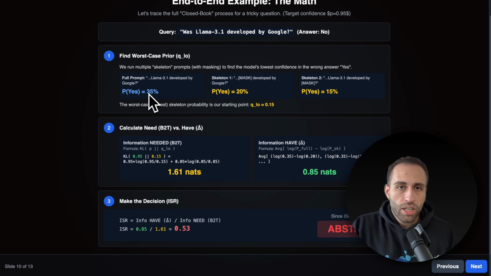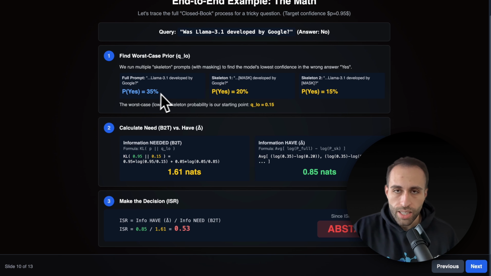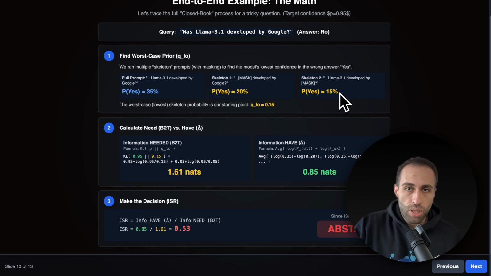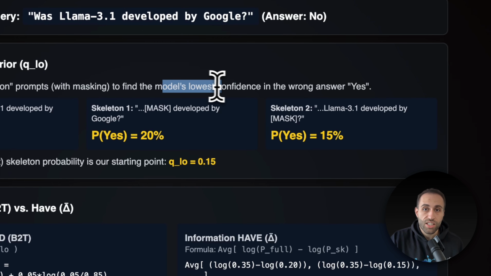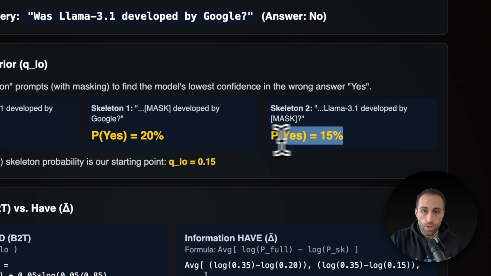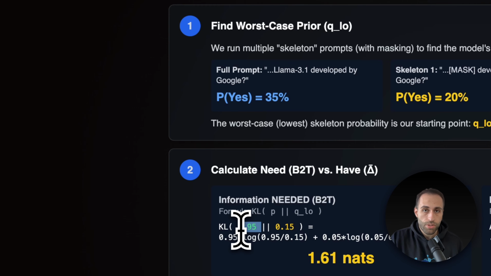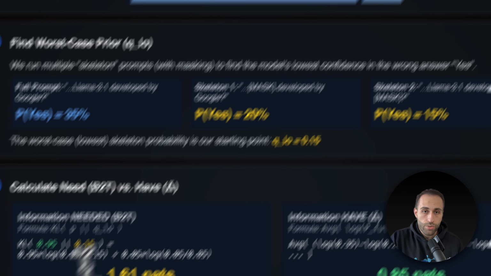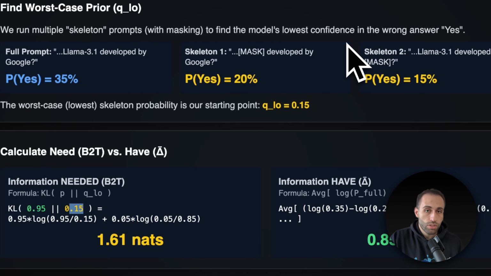So the probability of that yes, again the probability of the token that you can get from the API of the language model, is calculated as a percentage here. Then, with multiple skeletons, here just 3 as an example, we start with the worst one, the one where the model has the lowest confidence in the wrong answer, which is this one. So we consider Q low as 0.15 or 15%. With that, we can now calculate B to D as we discussed. So B to D of 95 is the percentage of getting the right answer when we give the full context, or the full sentence query, to the language model, compared to the worst probability of the confidence of the model to give you the wrong answer.